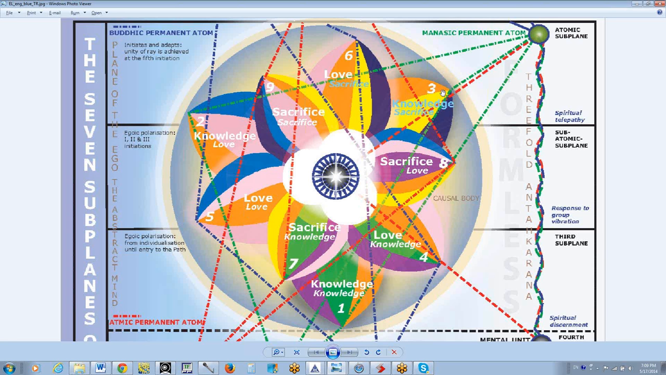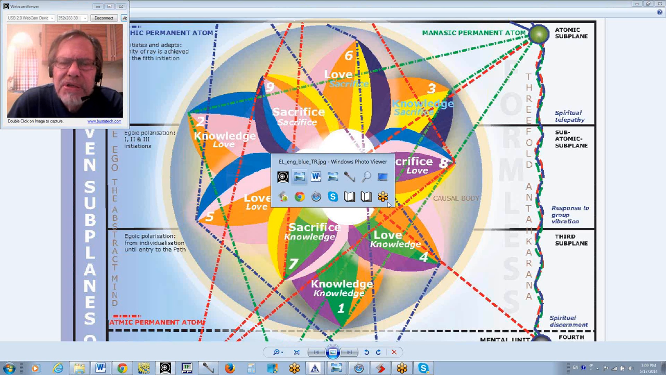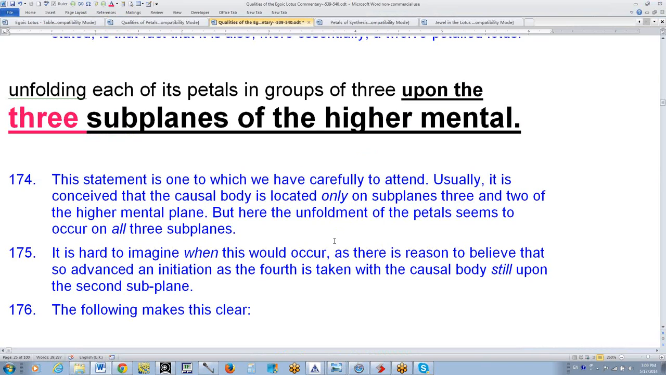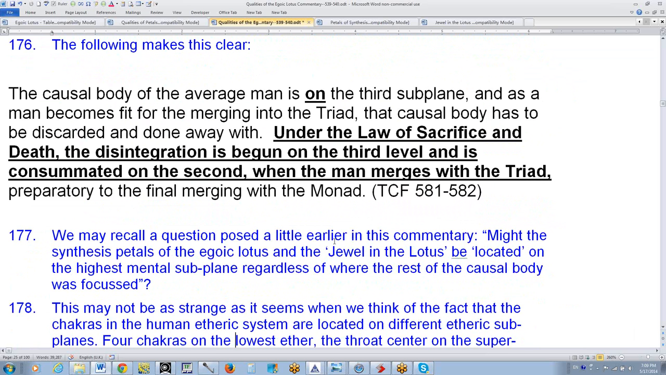Well, of course, that's just a representation. We don't know. And one of the love petals touches the higher subplane. So perhaps this is simply a question of frequencies, but we do know from what has been said that the lotus as a whole, whatever that means, seems to be focused on the 3rd level.